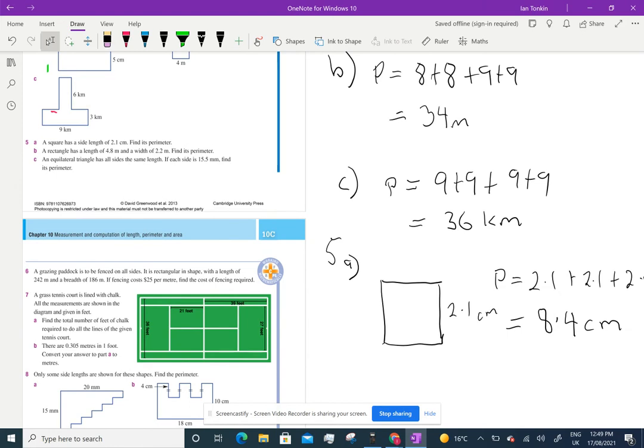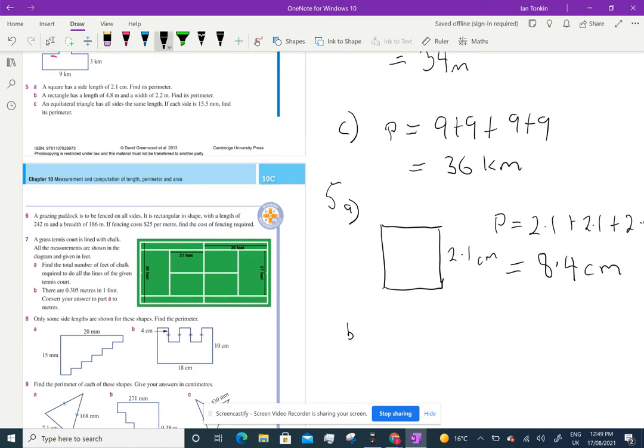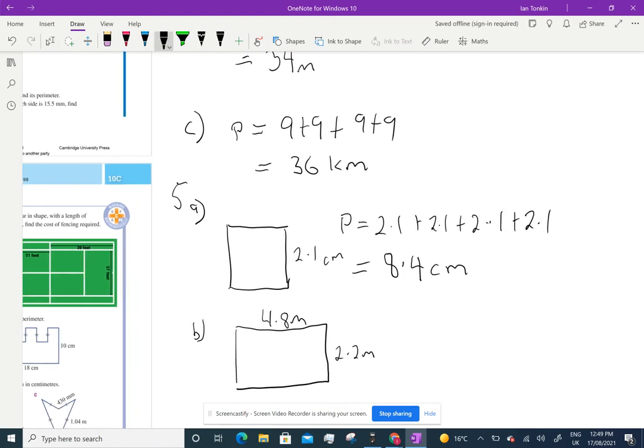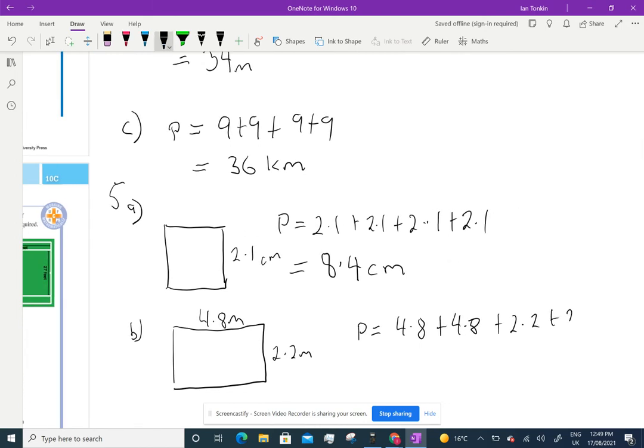A rectangle. Okay, I like to draw it. And what do we got? The short side's 2.2 metres, and that side's 4.8 metres. Well, the perimeter is just going to be 4.8 plus the other 4.8 on the other side, plus 2.2 plus 2.2.